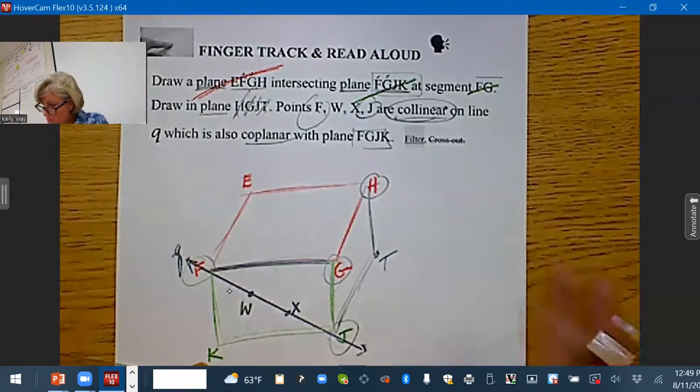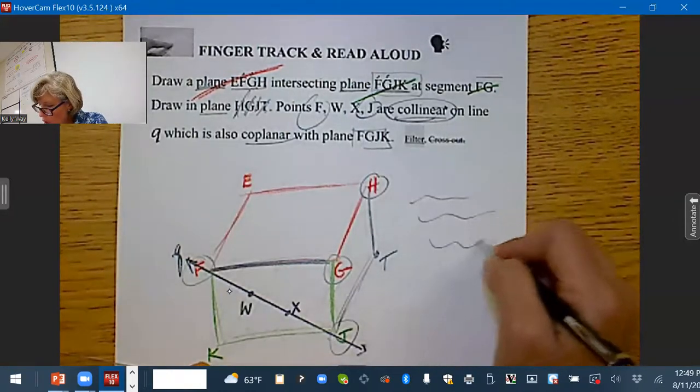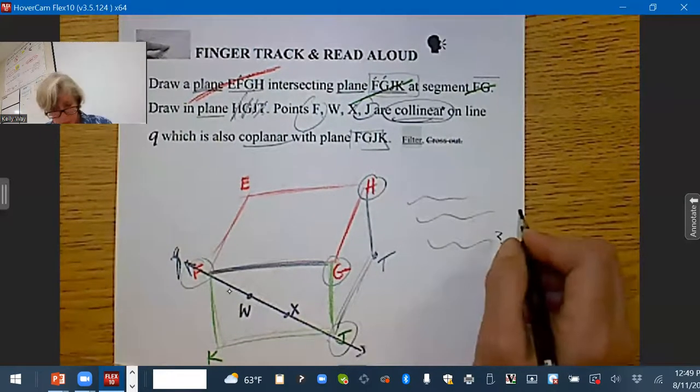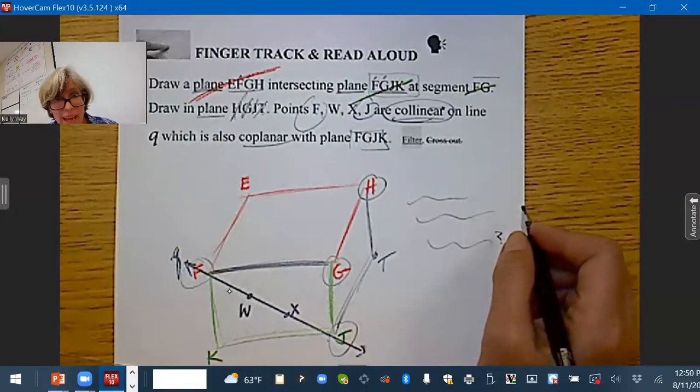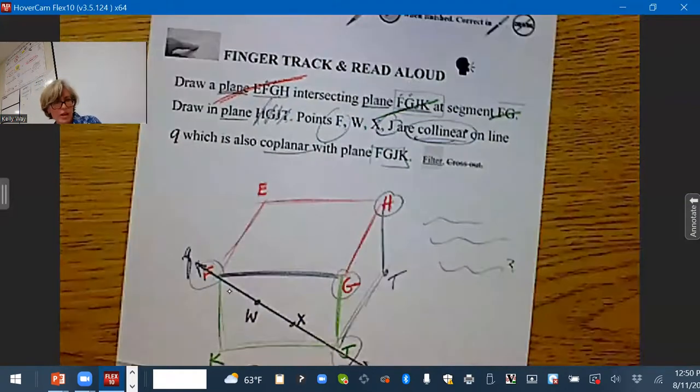So what I recommend is that you write yourself a little note. What do you want to remember? And you should be writing yourself a little note in red pen. Let's try another one.